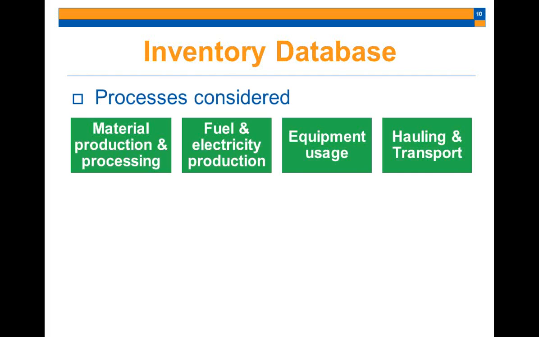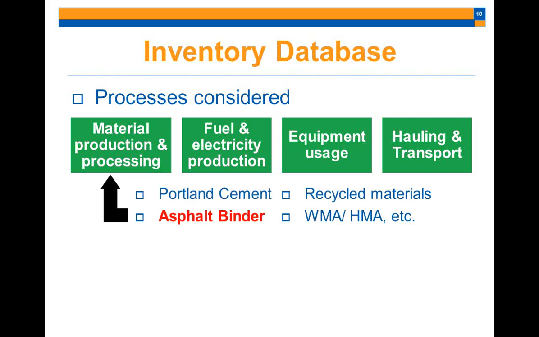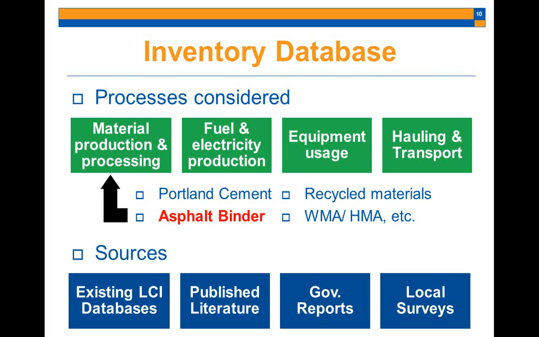The inventory database: some processes that we'll be considering are material production and processing, processes for fuel production and energy generation, electricity generation, equipment usage for construction, hauling and transport. These are the main processes that are usually considered in a pavement LCA. And the process that we'll be focusing on today, the asphalt binder production, fits into the very first category. Different sources that you can use to collect LCA data include getting the data from existing public or commercial LCA databases, published literature, government support reports, industry reports, and also local surveys. Those are available.